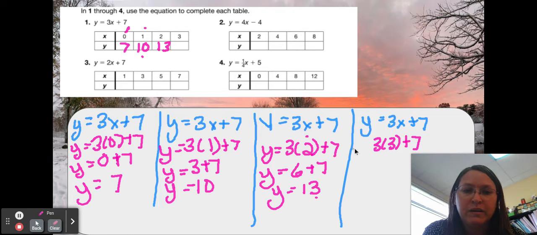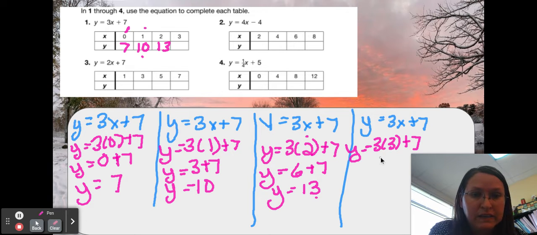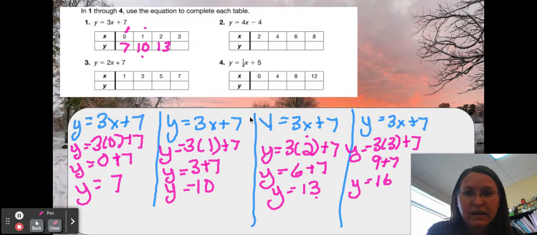And let's solve our last one. I substituted in 3. So 3 times 3 is 9 plus 7. 9 plus 7 is 16 equals y. So I'm going to come up here and I'm going to put 16 in my box.